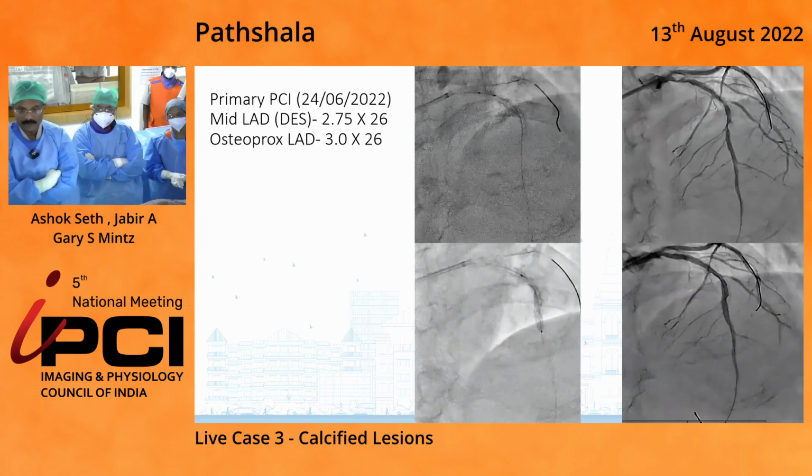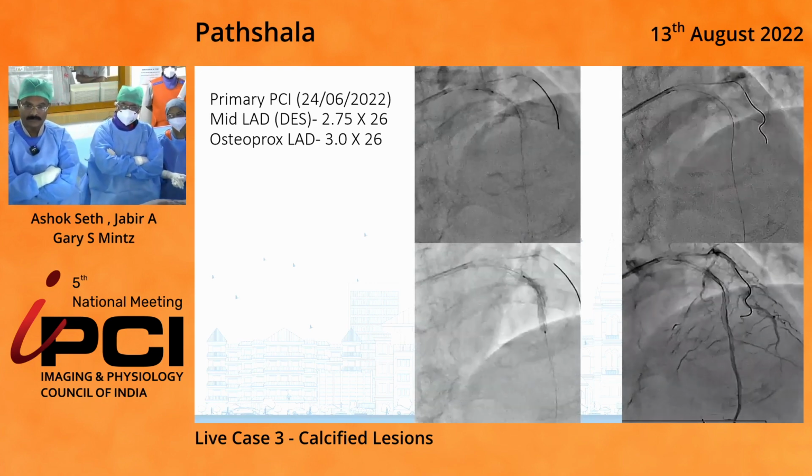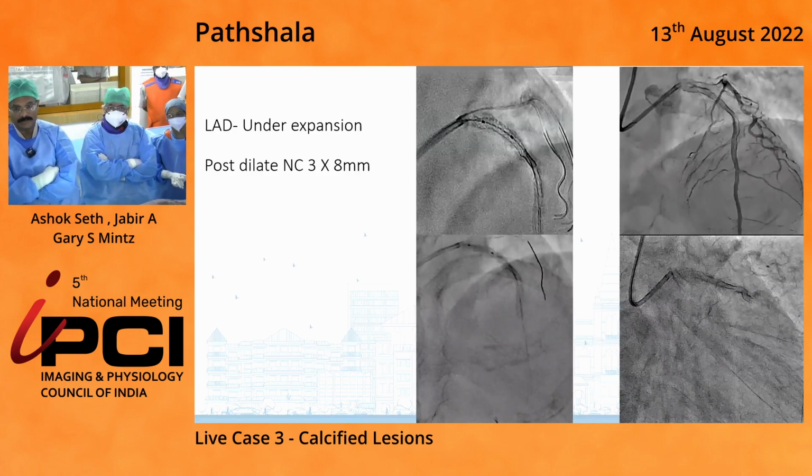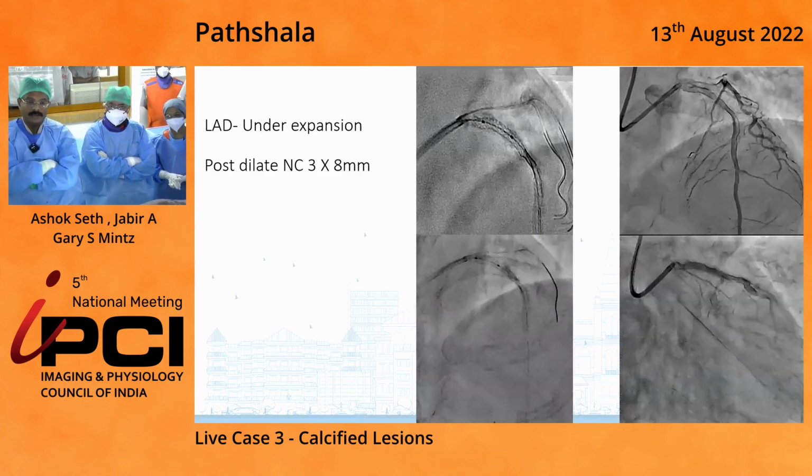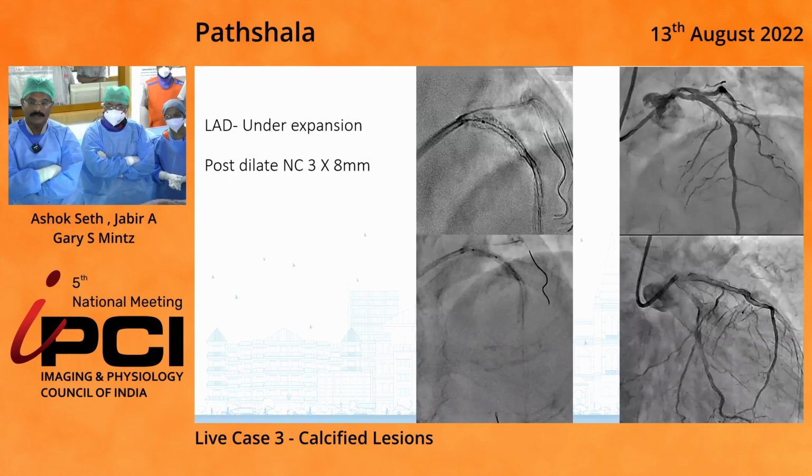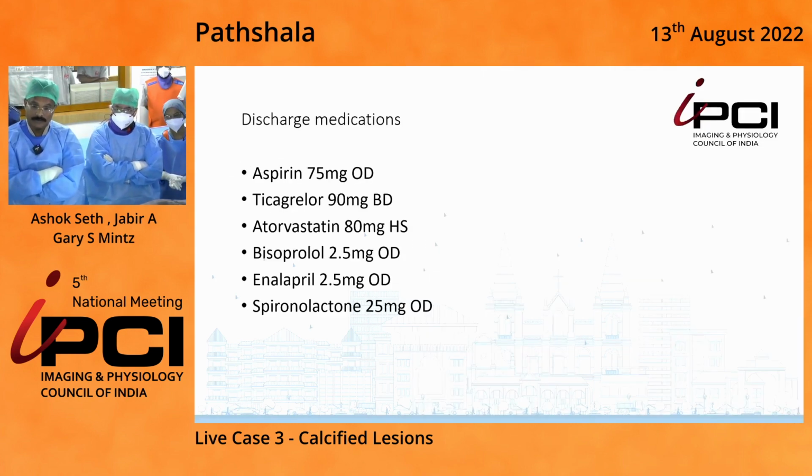There was significant underexpansion of the area where there was a stent overlap. It was post-dilated with a 3 millimeter non-compliant balloon. And she's on dual antiplatelet therapy: aspirin, ticagrelor 90 milligram twice a day, atorvastatin, bisoprolol, enalapril, and spironolactone.